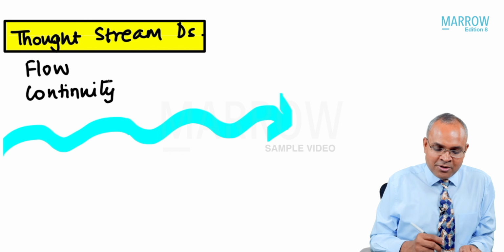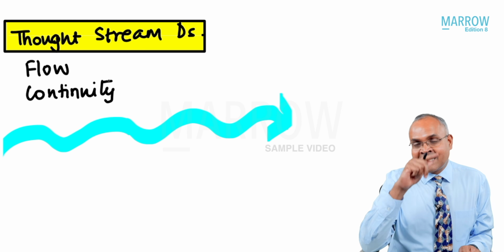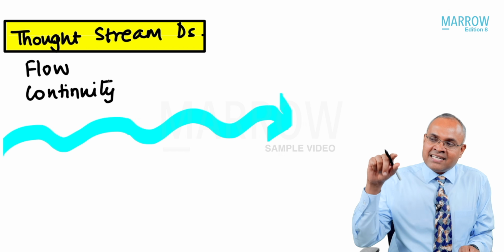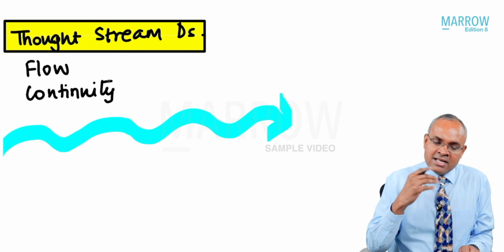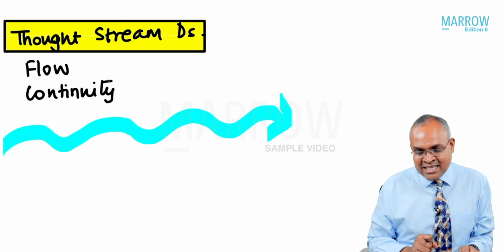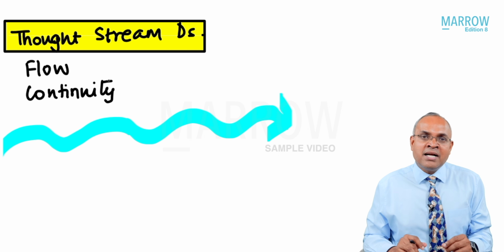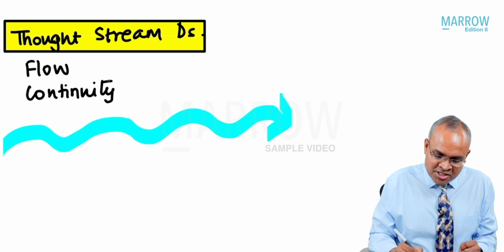I already mentioned to you, sometimes some books can say circumstantiality as a thought stream disorder because you're giving unnecessary details and coming back. So circumstantiality can also be considered a type of thought stream disorder. Leaving that apart, let us understand other thought stream disorders.